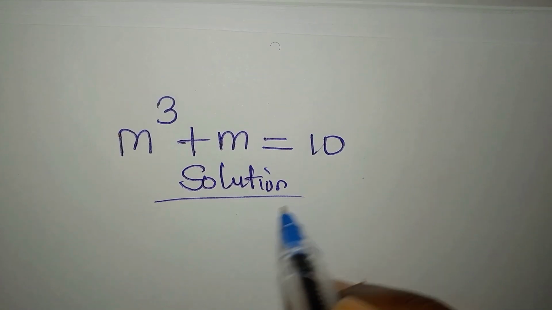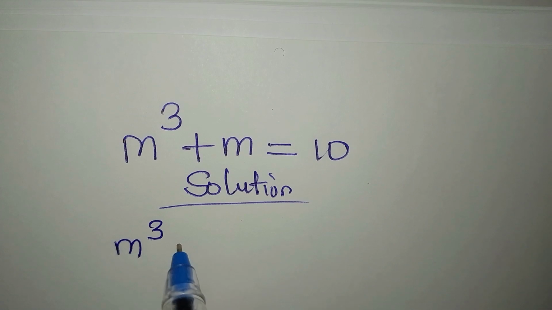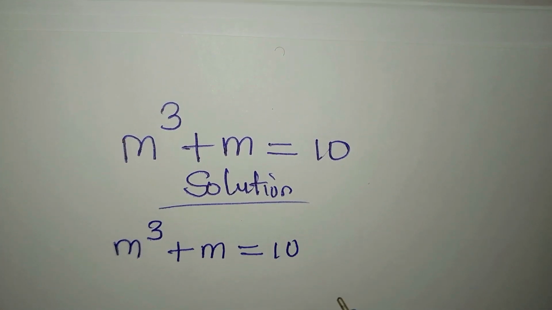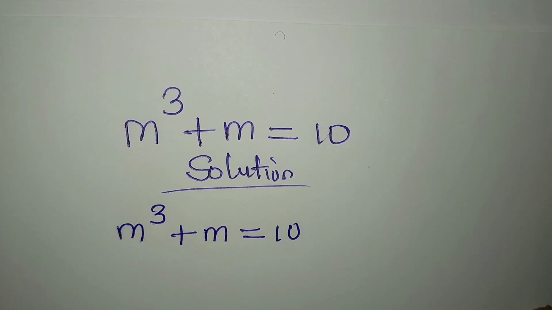Let's provide the solution to this problem. m to the power of 3 plus m equals 10. Okay, now we are going to solve this problem completely. So what do we do in this case?